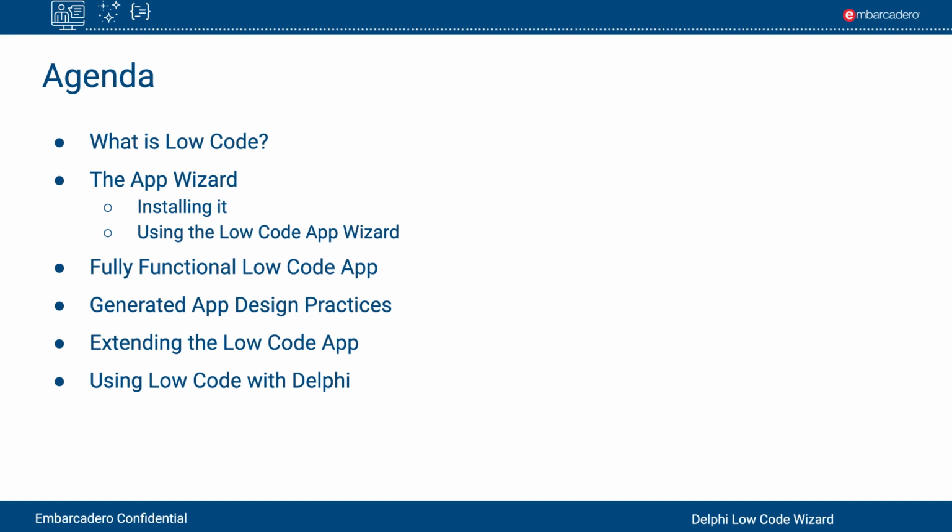I also want to look at the design practices that are in the generated application and look at extending the low-code app. When you've generated this app, you most likely want to modify it and tweak it and extend its behavior to suit your needs. So we'll have a quick look at how to do that by looking at adding a new screen. And finally, we'll summarize all this just by examining and covering generating low-code applications with Delphi as a whole.